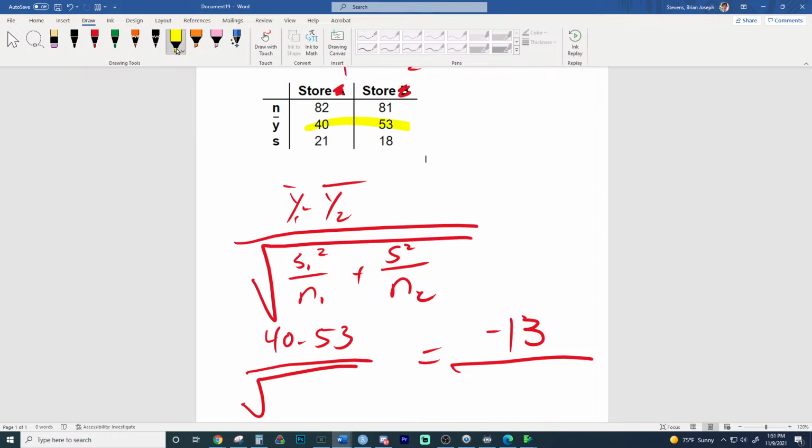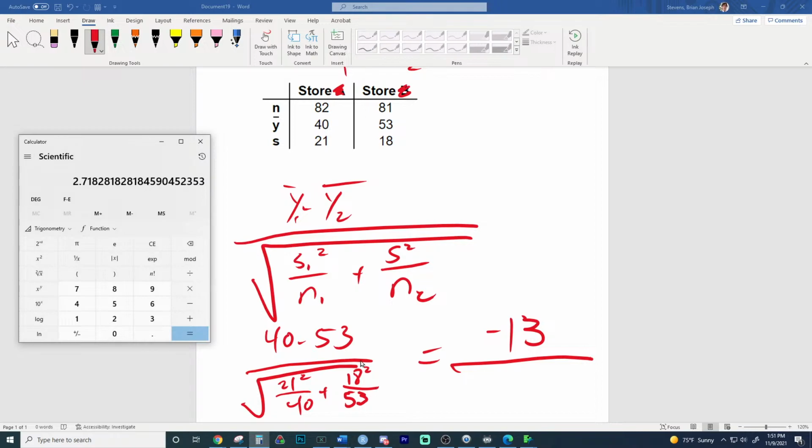The top of the equation is this right here. I chose the sample sizes. We want the means, the differences between the means analyzed. So now on the bottom, we have to do the standard deviation: 21 squared, we're not doing that in our head, over 40, plus 18, there's the standard deviation for the second one, squared over 53. So we have our notation written, and now let's solve it.